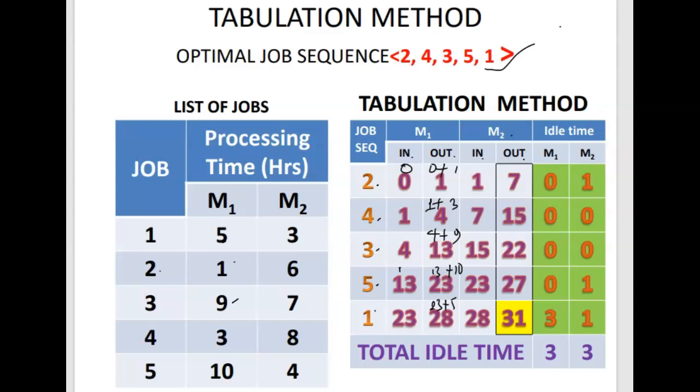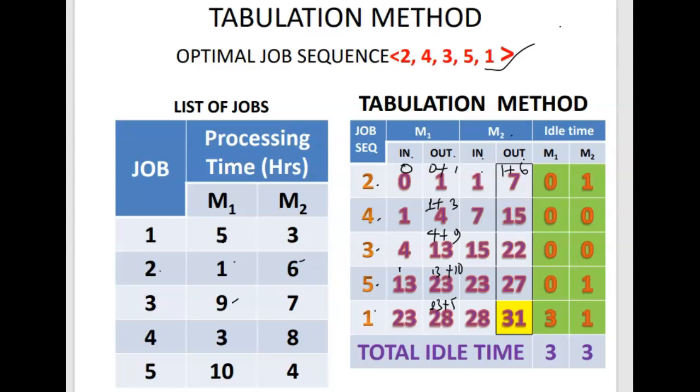Now, for machine 2, don't forget, as a job is leaving machine 1, it is entering machine 2. So the job is leaving machine 1 in 1 hour. In that same hour, it is entering machine 2. And how many hours is it going to spend in machine 2? Job 2 is going to spend 6 hours. So this will be 1 plus 6.